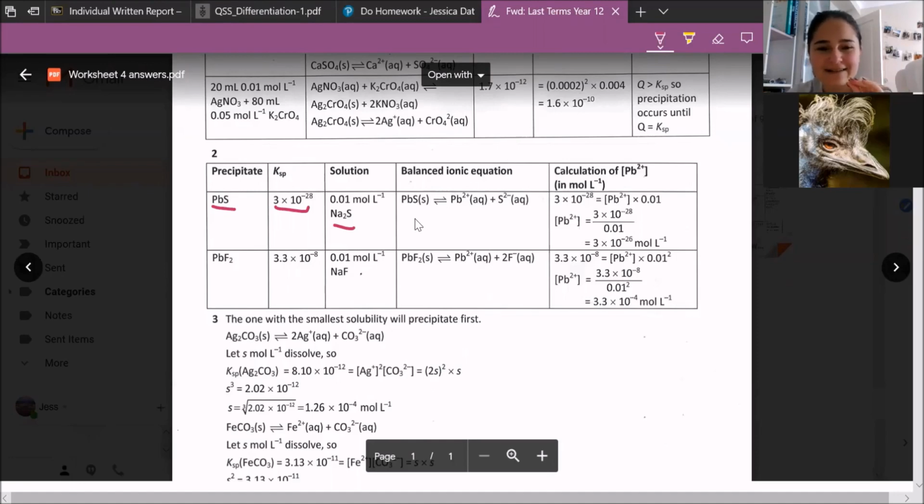Okay, that's true. So we've got, as you said very nicely and correctly, the ionic equation of our precipitate of PbS. Remember, lead has a charge of 2 plus, and sulfide has a charge of 2 minus. So you do the crisscross. Does that ring a bell?